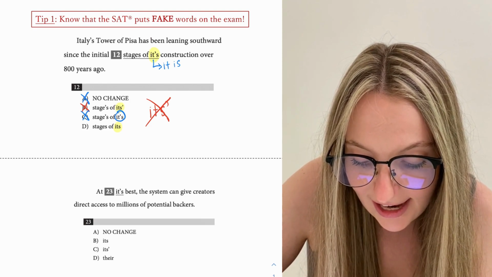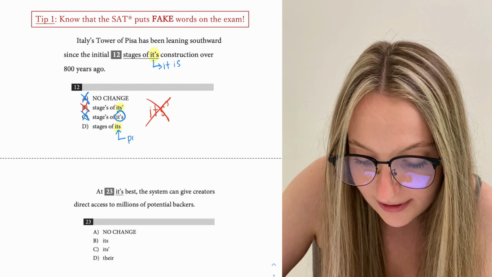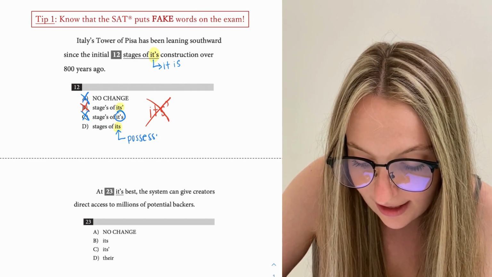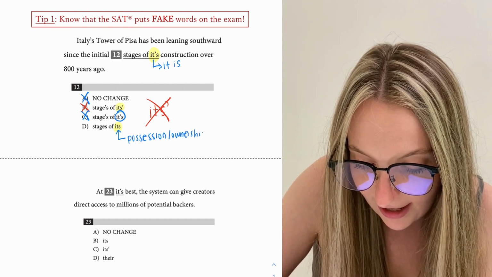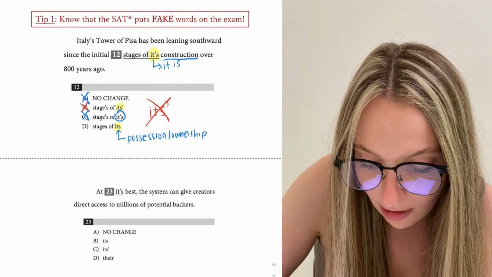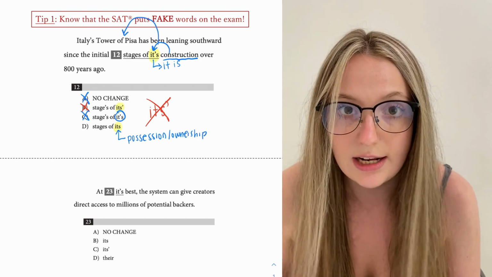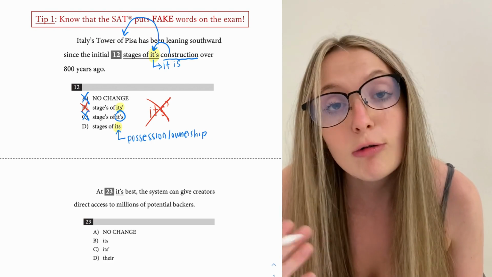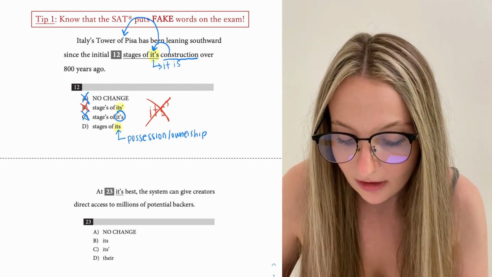The ITS without any sort of apostrophe is used to show possession, which means basically the same thing as ownership. We're talking about the fact that the construction belongs to it, being the Tower of Pisa in Italy. So that's the possessive form of it, which makes sense here because the construction is that of this tower.